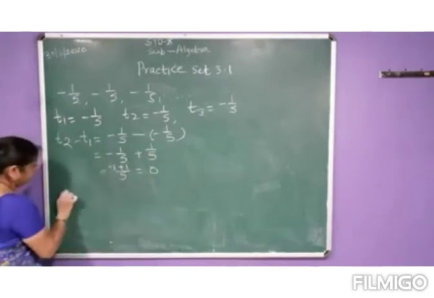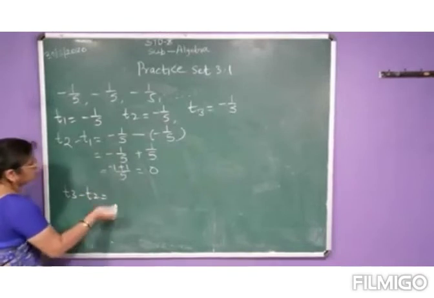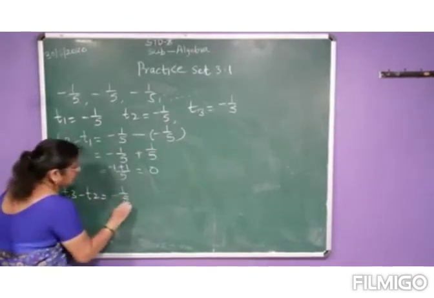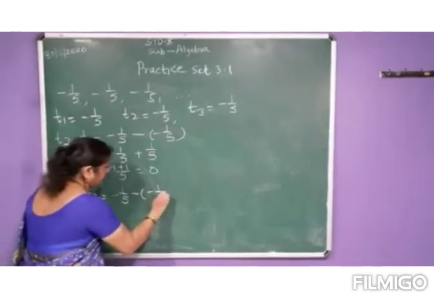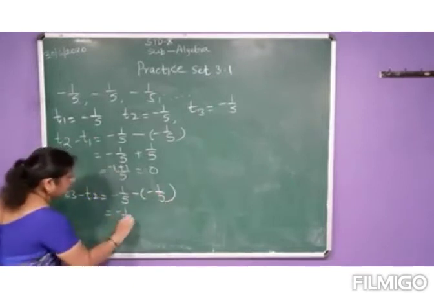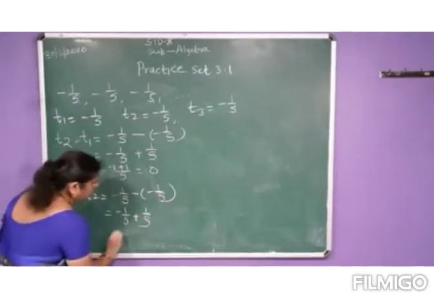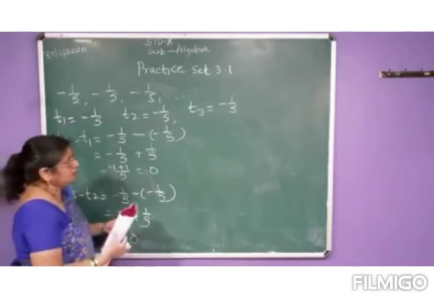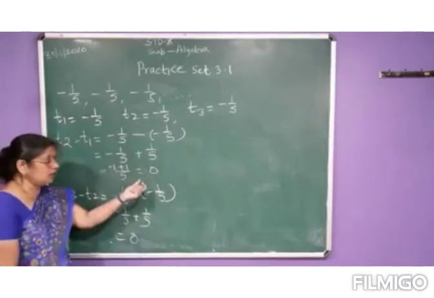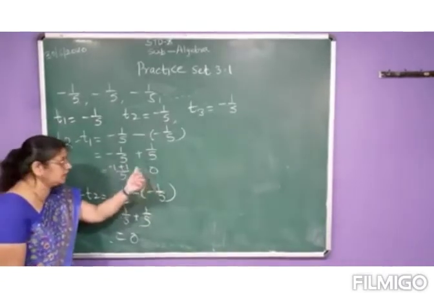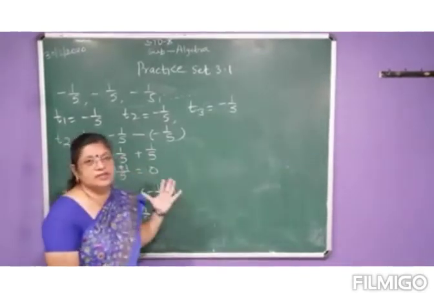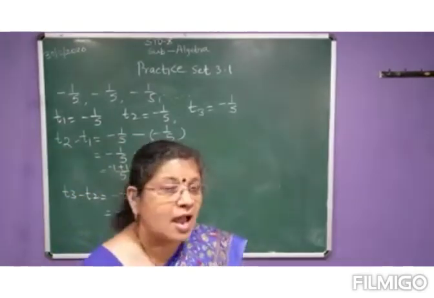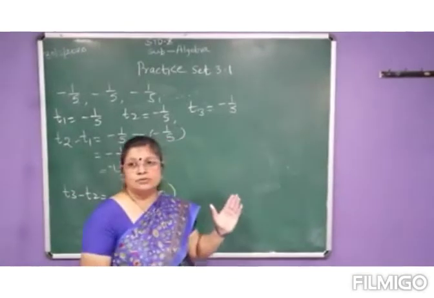0. T3 minus T2, that is minus 1 upon 5 minus of minus 1 upon 5. So minus 1 upon 5 plus 1 upon 5 is again 0. So what you got here? Again I am telling you the same thing. D is constant, that is 0. Therefore the given sequence is an AP and D is equal to 0.